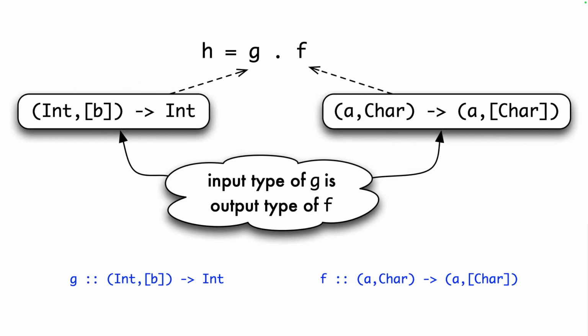Let's define h by composing f and g. So f takes a and a character and returns a pair of a and a list of char. On the other hand, g takes an integer and a list of b and returns an integer. So what we need to do here, if this definition is possible, is that the input type of g has to match the output type of f. Now, we now understand that doesn't mean that they have to be equal. It means that we have to be able to unify those two.